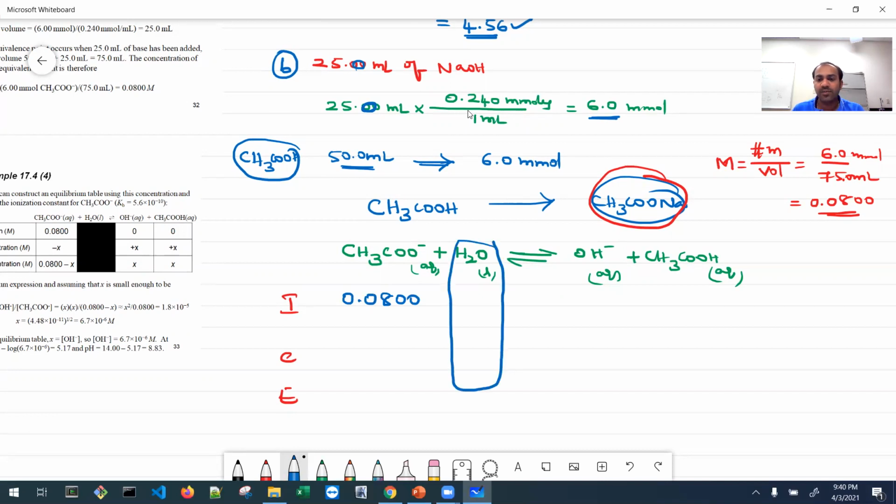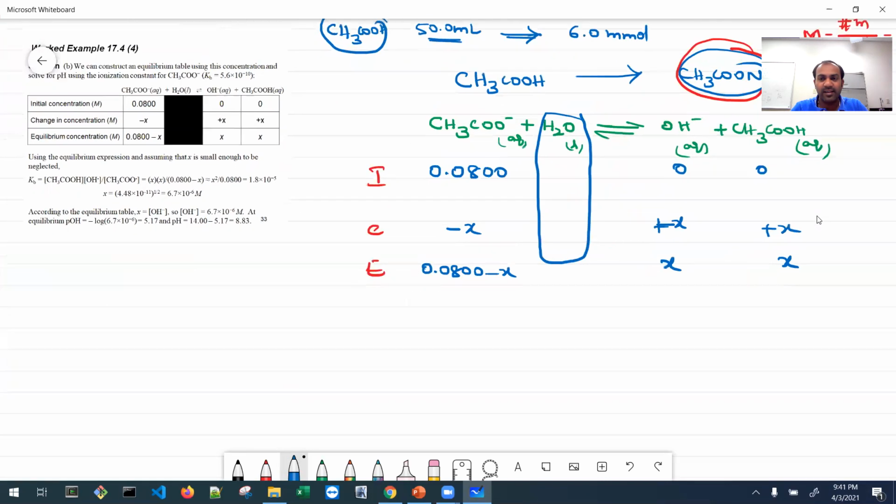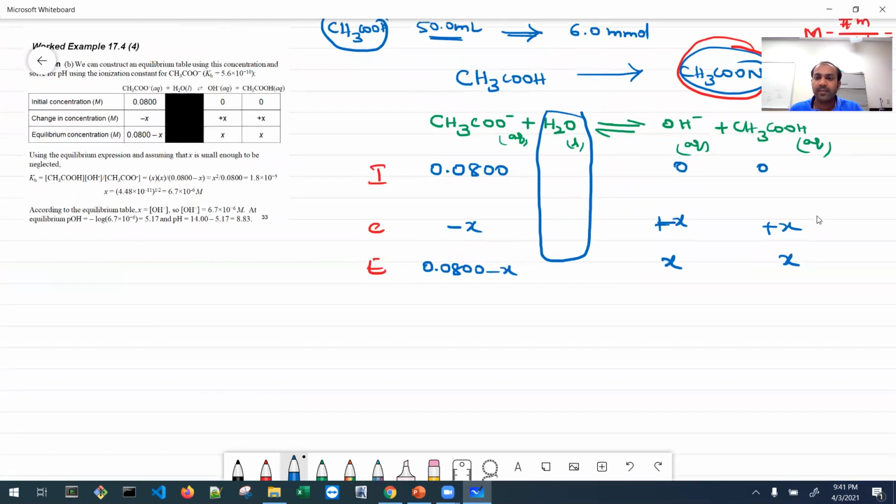Initially OH minus will be 0, CH3COOH 0. Then the change in concentration is minus X here, plus X, plus X. Adding these together, you get minus X, plus X, and plus X. Now, the next step is going to be the same. Since this is forming the base, we are looking into the Kb value.